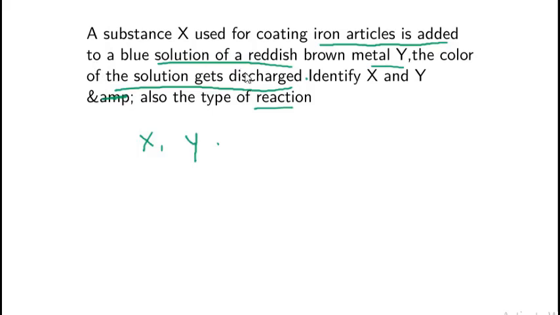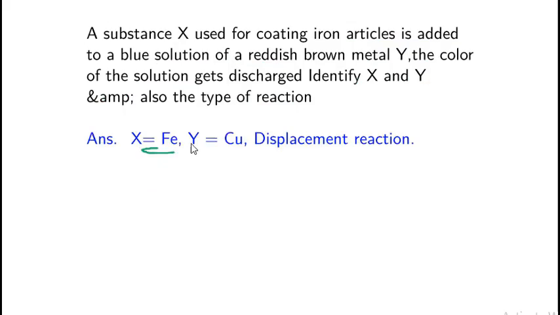X is added to a blue solution of a reddish brown metal Y. Okay, what is the color we are going to get, and what are the substances, and what is the type of reaction they are asking. So here X is nothing but iron, Fe is nothing but iron, and Y is nothing but copper here.